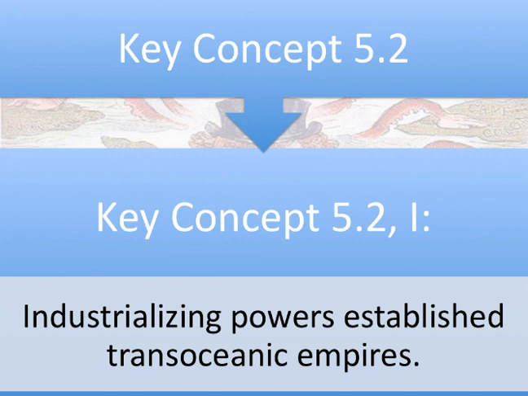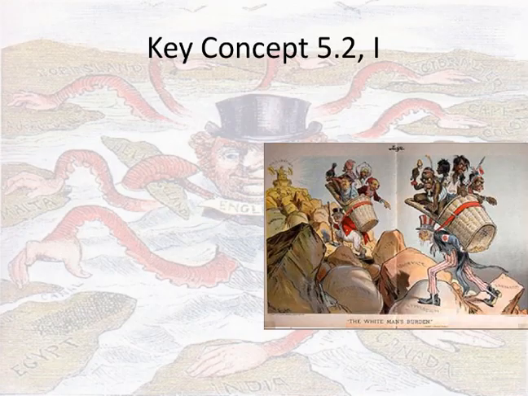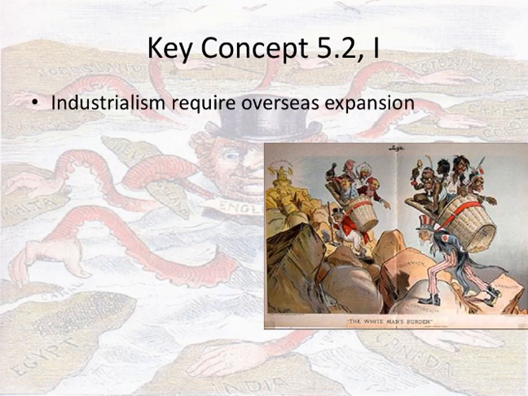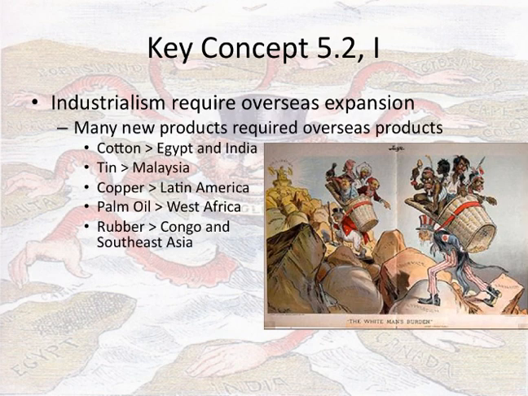Key concept 5.2, Roman numeral 1, states that industrializing powers established transoceanic empires. Let's see how they did it. It's important to note that industrialism requires overseas expansion. If I'm from England and I want to create a big industrial business, I'm probably going to need resources from other places. While I had coal at my disposal, I did not have all the other stuff to make the products. Textile manufacturing, as you will know, dominated the first industrial revolution in England, and cotton does not grow in England. While they had wool, wool does not make clothes as awesomely as cotton does.